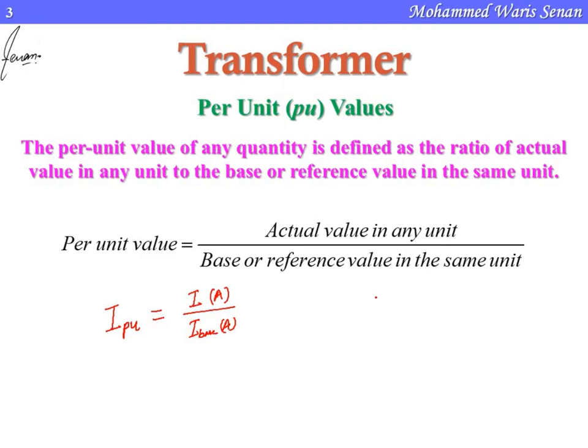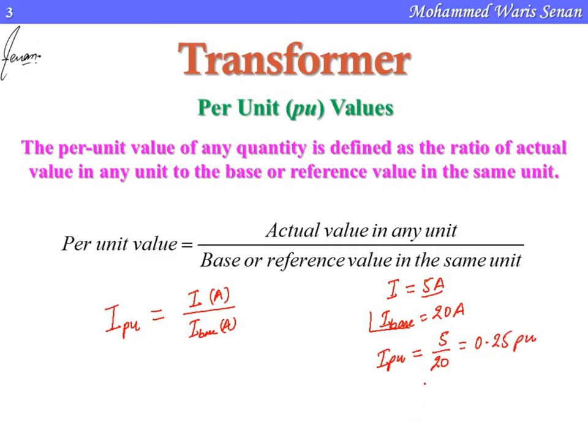Okay, let us take an example to understand that. For example, if we have a current of 5 ampere and the base value of the current is 20 ampere. We will discuss what this base value is later on. So the per unit value of this 5 ampere current will be equal to 5 divided by 20, which will be equal to 0.25 per unit.